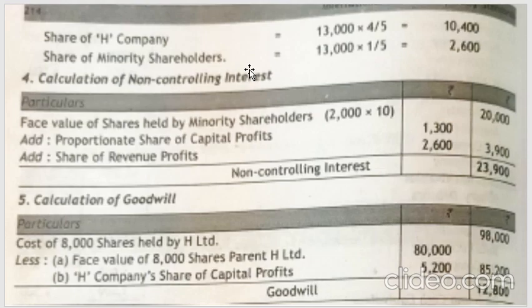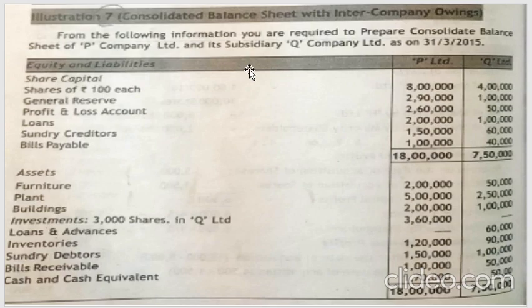So the next problem is illustration 7. Consolidated balance sheet with intercompany owings. From the following information, you are required to prepare the consolidated balance sheet of P Company Limited and its subsidiary Q Company Limited as on 31st/3/2015. Equity and liabilities: P Limited, Q Limited, share capital, shares of rupees 100 each. Then general reserves, profit and loss, loans, sundry creditors, bills payable, assets, furniture, plant, building, investments, 3,000 shares in Q Limited, loans and advances, inventories, sundry debtors, bills receivable, cash and cash equivalents are given.